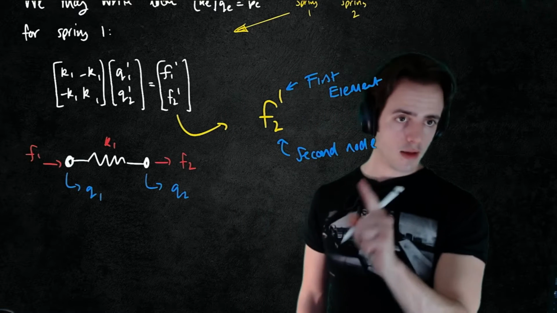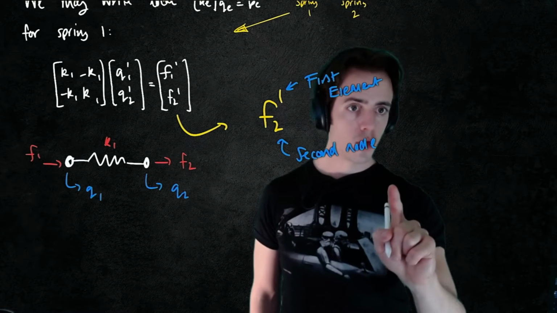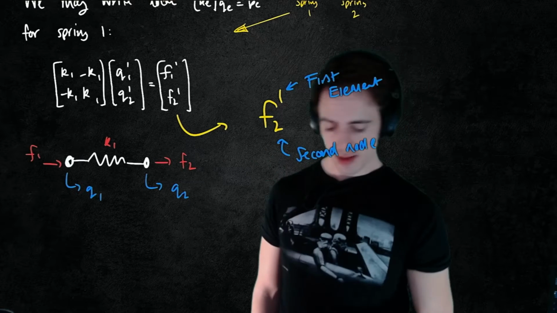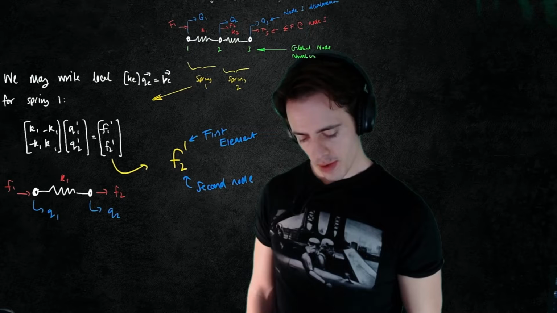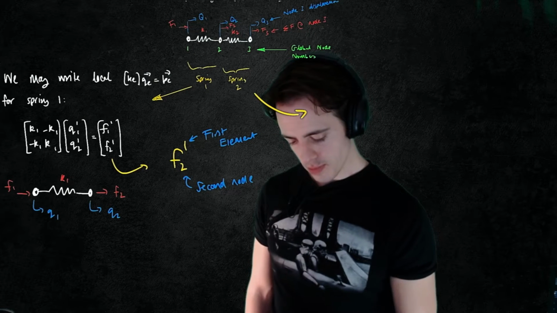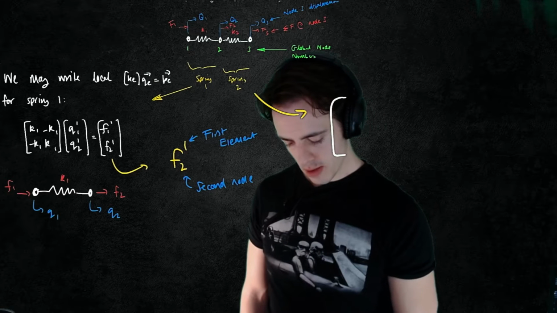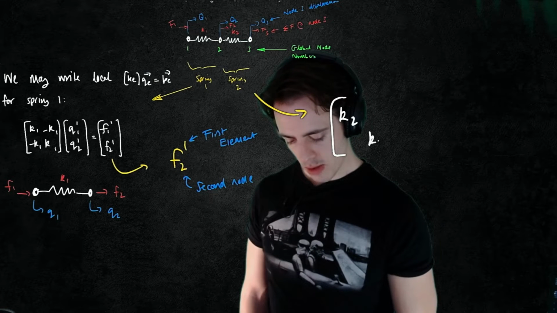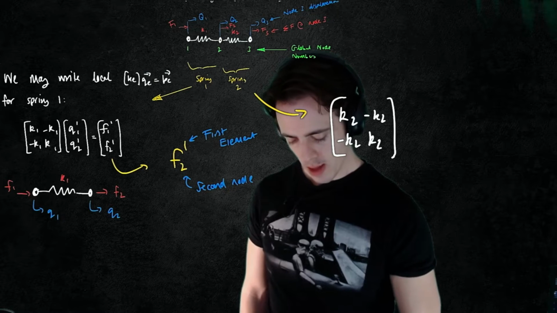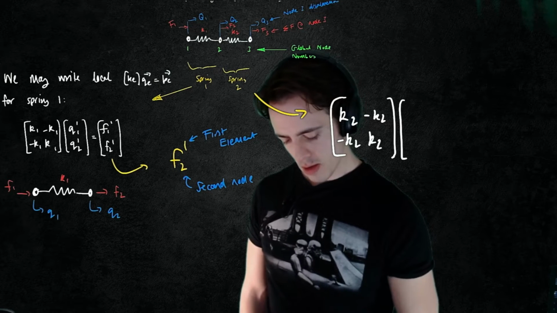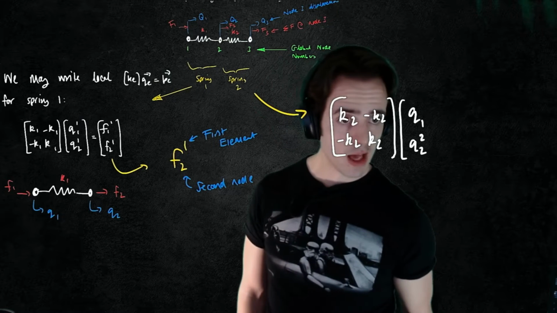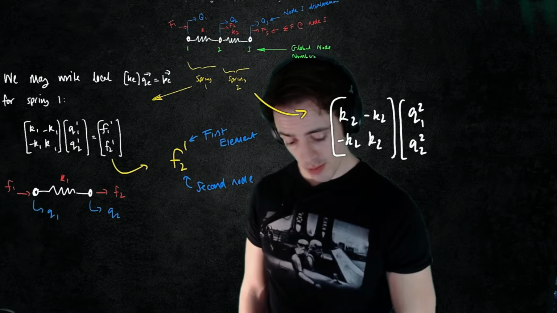Now this doesn't necessarily mean node 2 in the global coordinate system. It does mean that for element 1, but for element 2 we'll just do the exact same thing. Let's write this down, or spring 2 rather. I would have K2, K2, minus K2, minus K2, but I'll write down Q1, Q2 belonging to element 2, or belonging to spring 2.